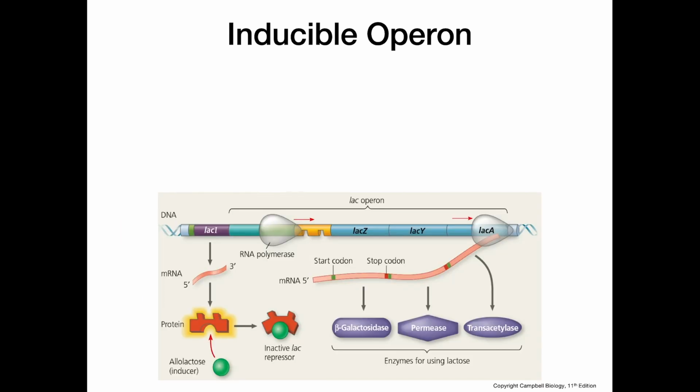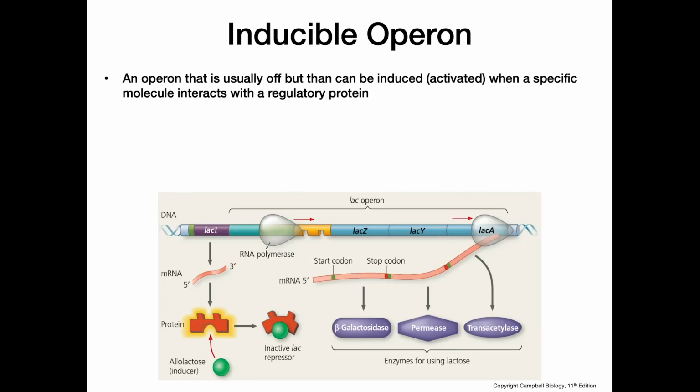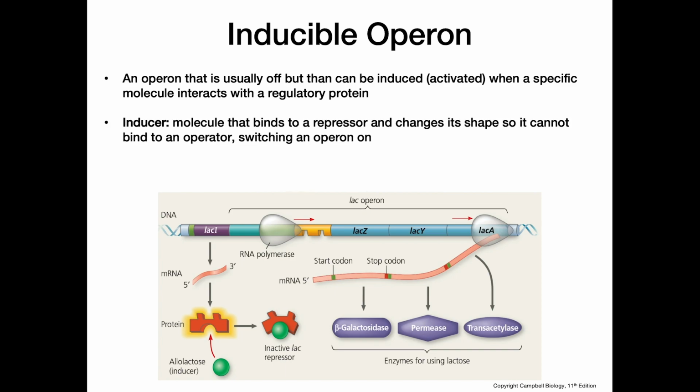So moving on to an inducible operon. Inducible operons are operons that are usually off, but can be turned on whenever a specific molecule interacts with that regulatory protein. An example of an inducible operon is the lac operon. An inducer is a molecule that binds to the repressor and then changes the shape of the repressor so that it's no longer able to bind to the operator. So we'll walk through this example and look at these different parts.